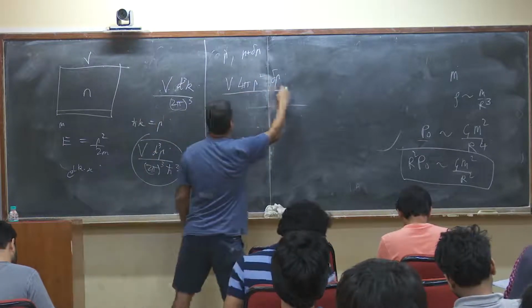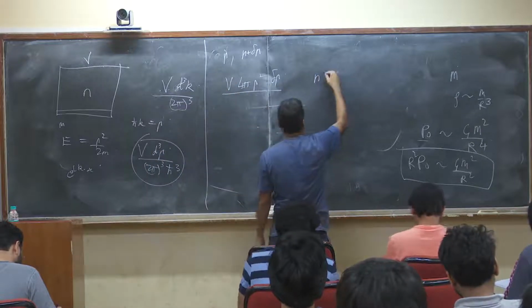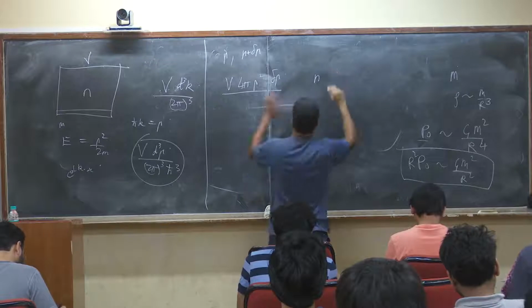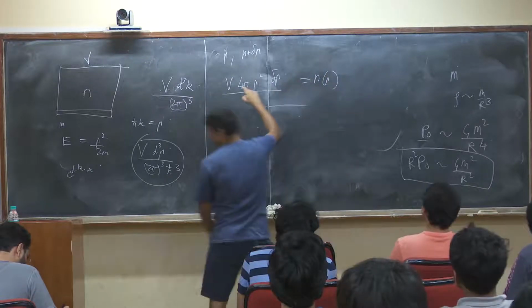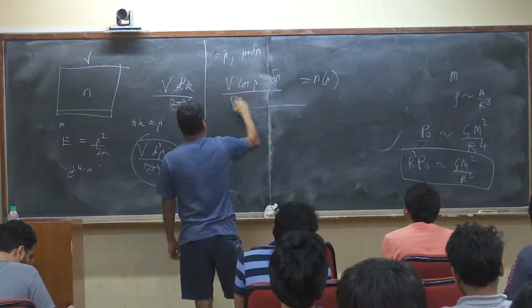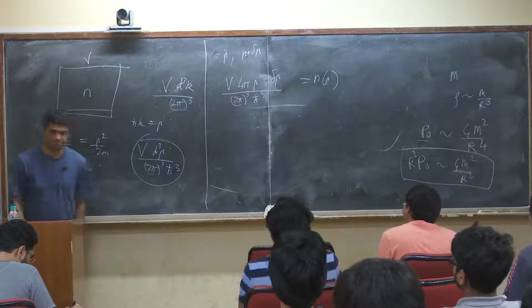So the number of states that lie between p and p plus delta p, let's call that n of p. Is this clear?